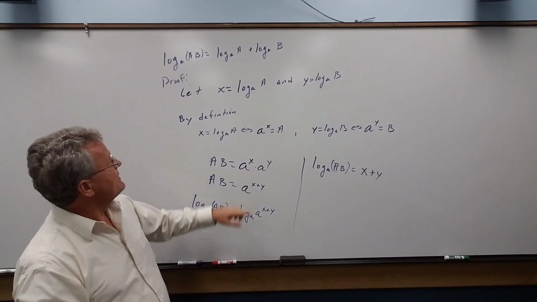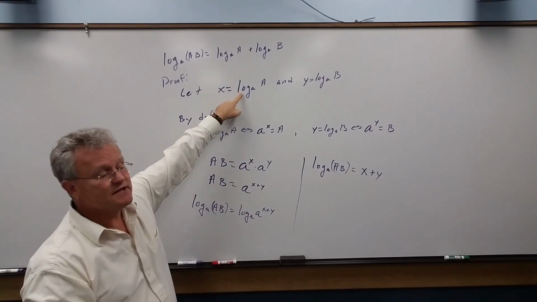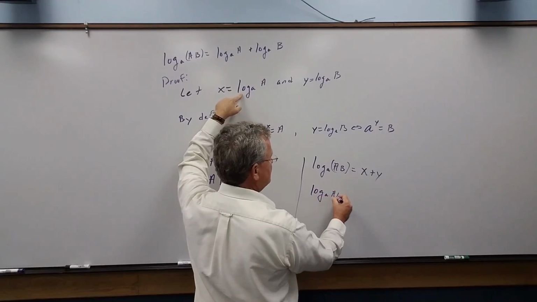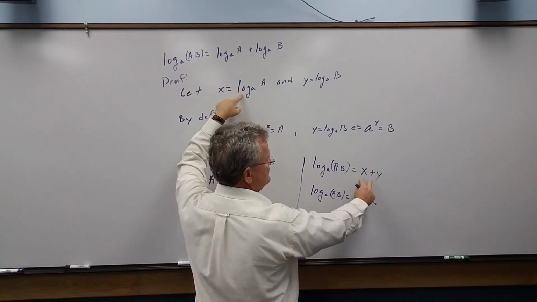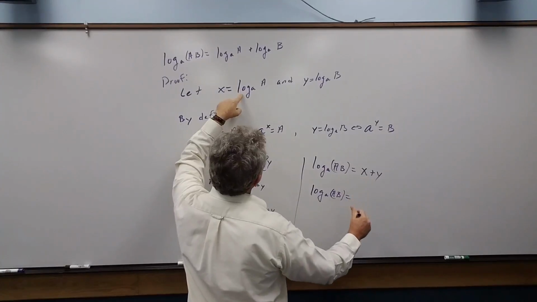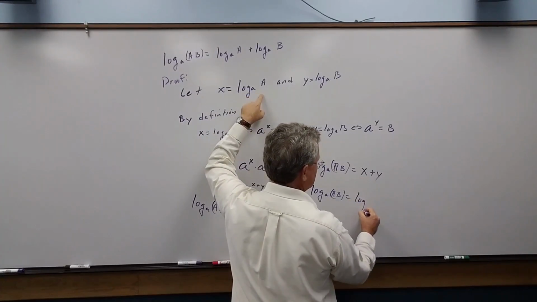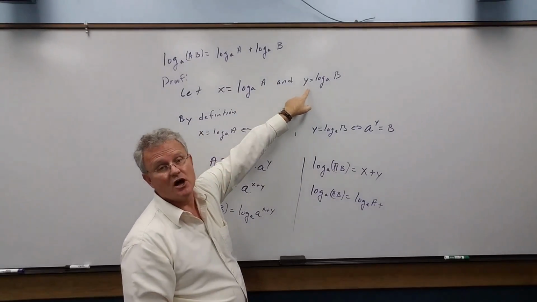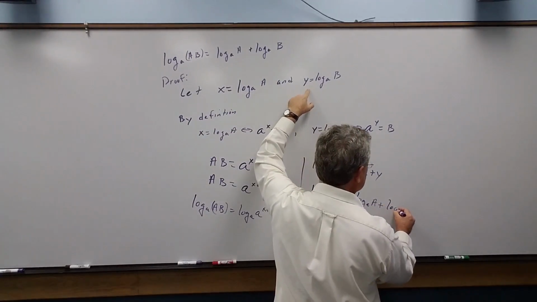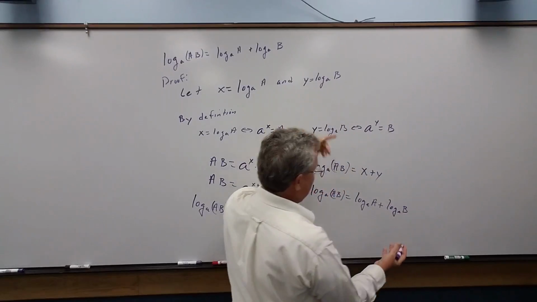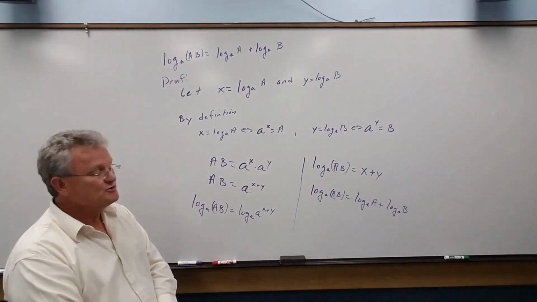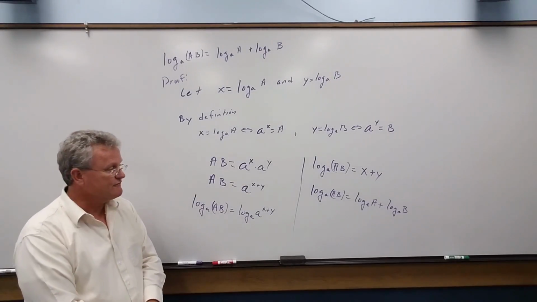But x is the log base a of A, plus y, which is the log base a of B. So the log base a of AB equals the log base a of A plus the log base a of B, and we proved that property. So that's not a too complicated proof.